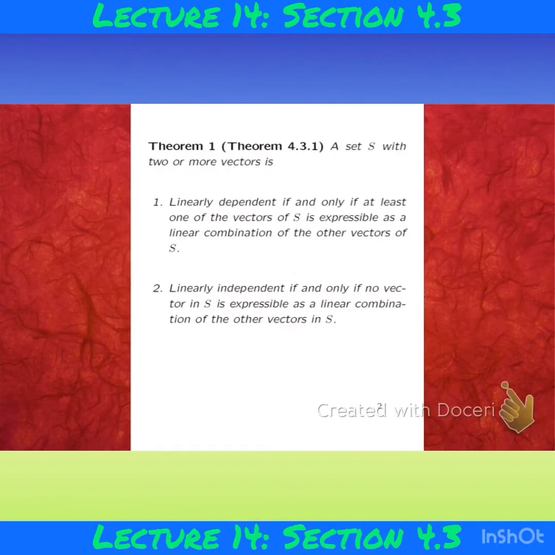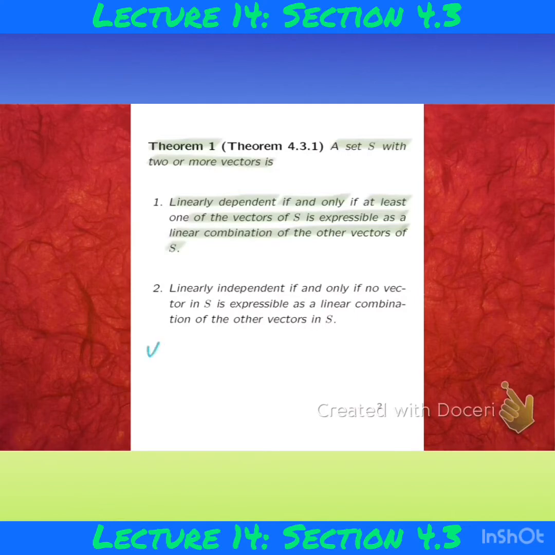Right, so Theorem 1 takes everything we've said up until now into account. If you've got a set S with two or more vectors, when is it linearly dependent? It's linearly dependent if and only if at least one of the vectors of S is expressible as a linear combination of the other vectors of S. Okay, so if you can write one vector as a linear combination of the others. You can visualize this.